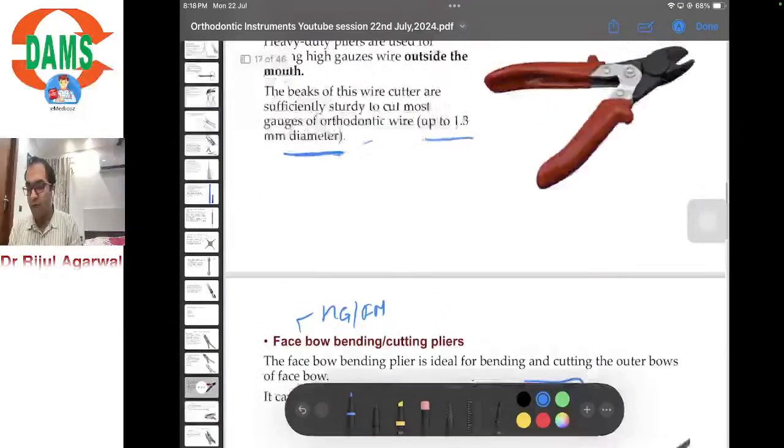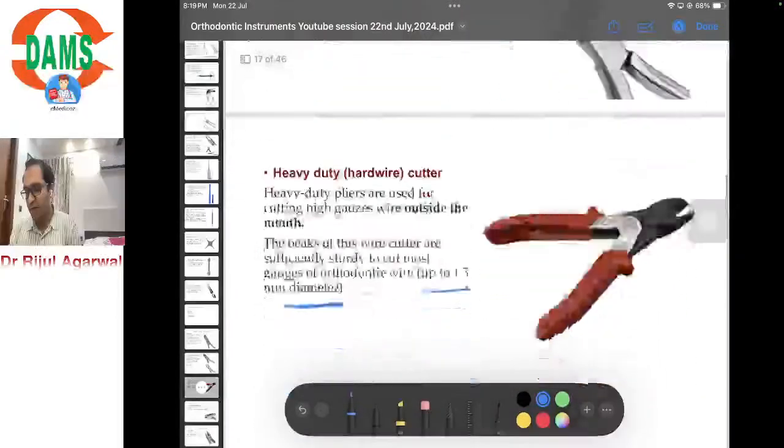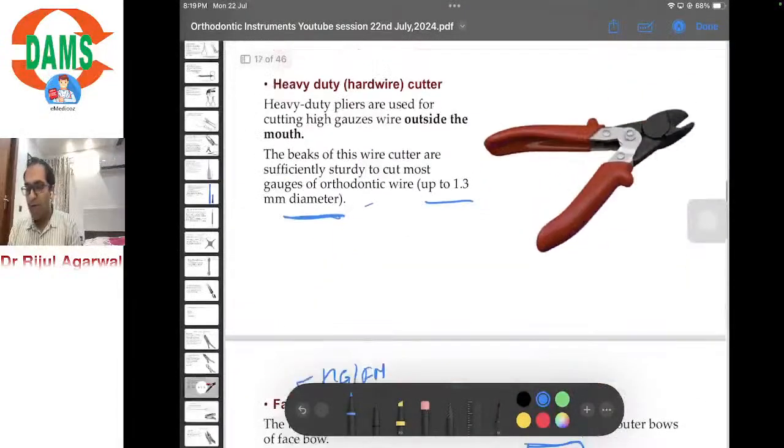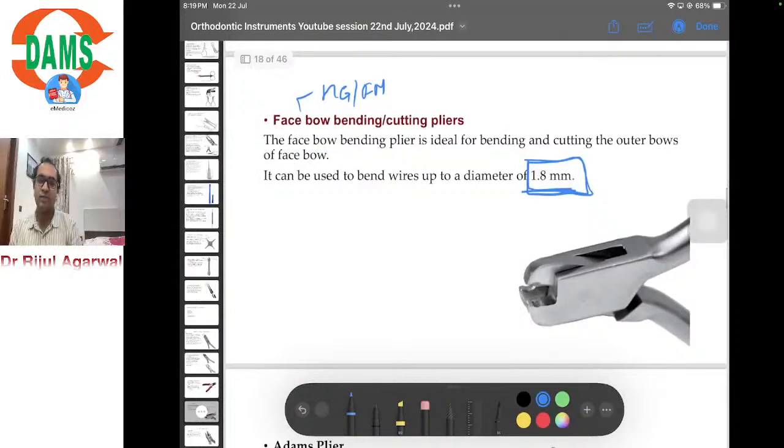So among the cutting instruments, the most important are the distal end cutter and the ligature cutters. The heavy duty wire cutter is not that important because I think everyone can identify it very easily. And lastly, the face bow bending or cutting plier.